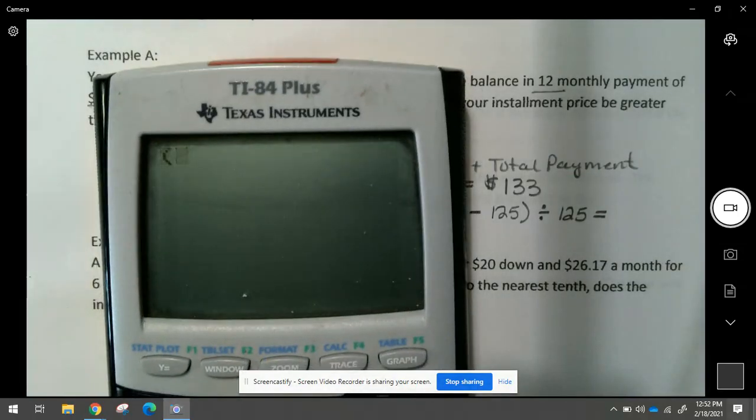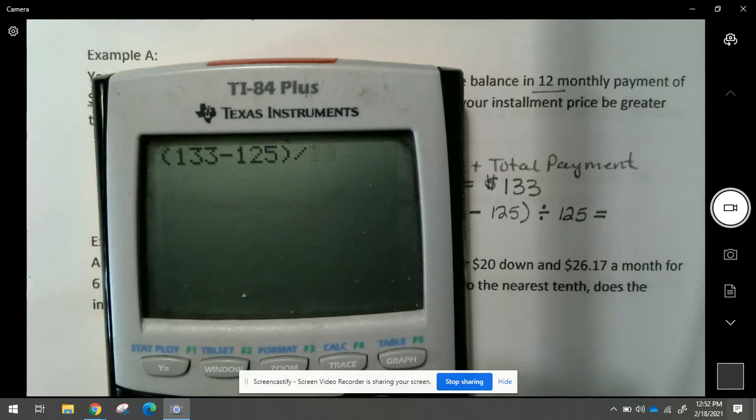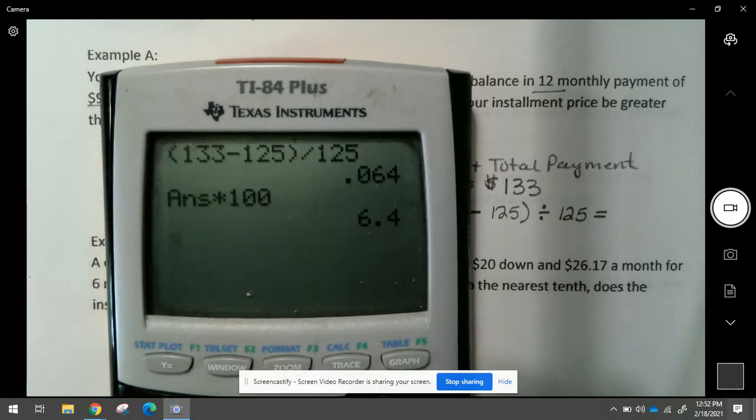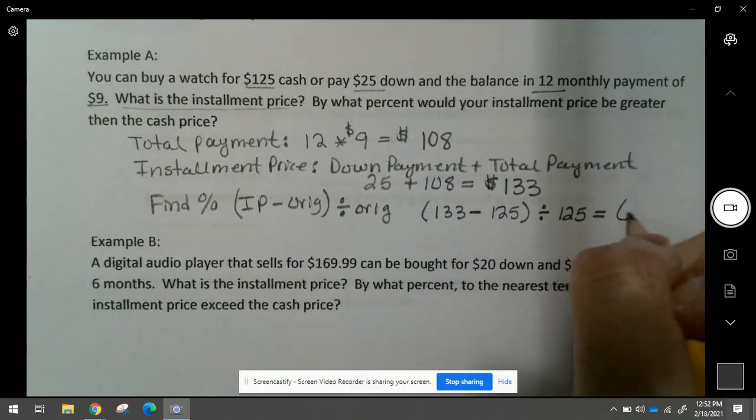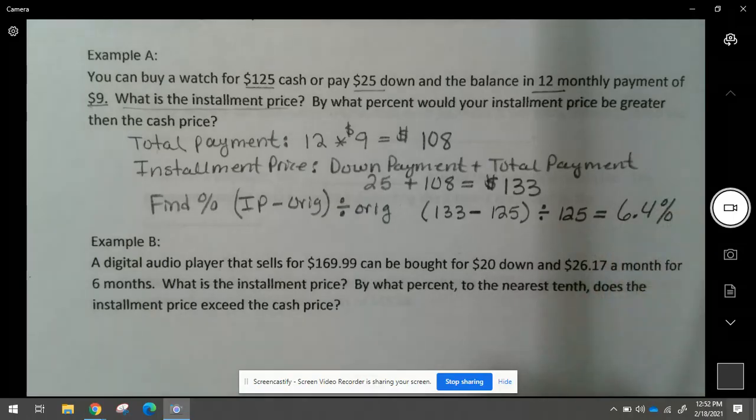Okay, in parentheses, this is very important. Put this in parentheses. 133 minus 125, close, hit your division button, and then your original again, 125. That gives us a decimal, multiply it by 100 to get your percent. So this percent change would be 6.4. Okay, so it says, by what percent would your installment price be greater? It's 6.4% greater than the original. Okay, I know that's a lot. We're going to practice it again with example B.